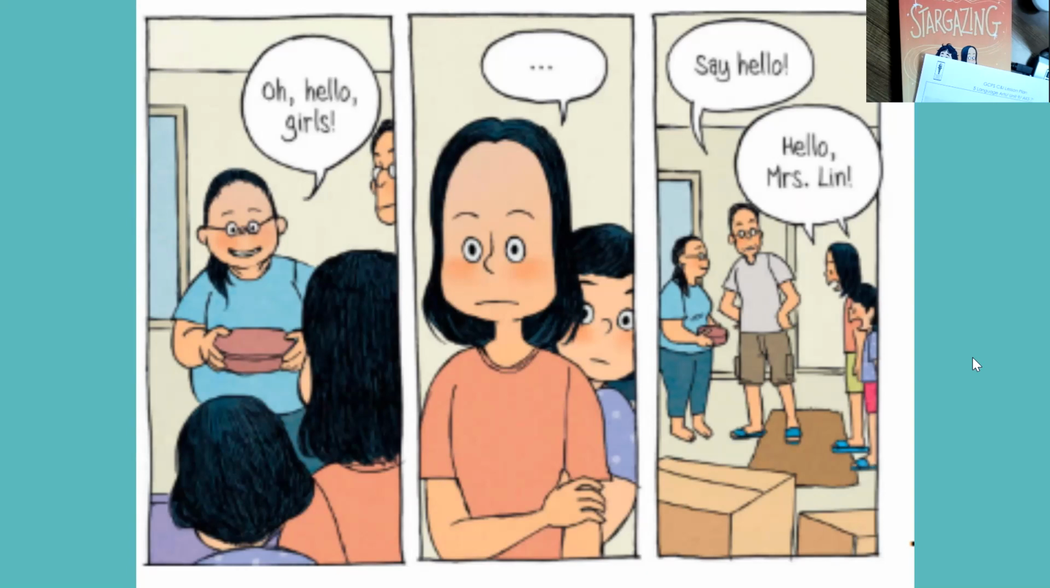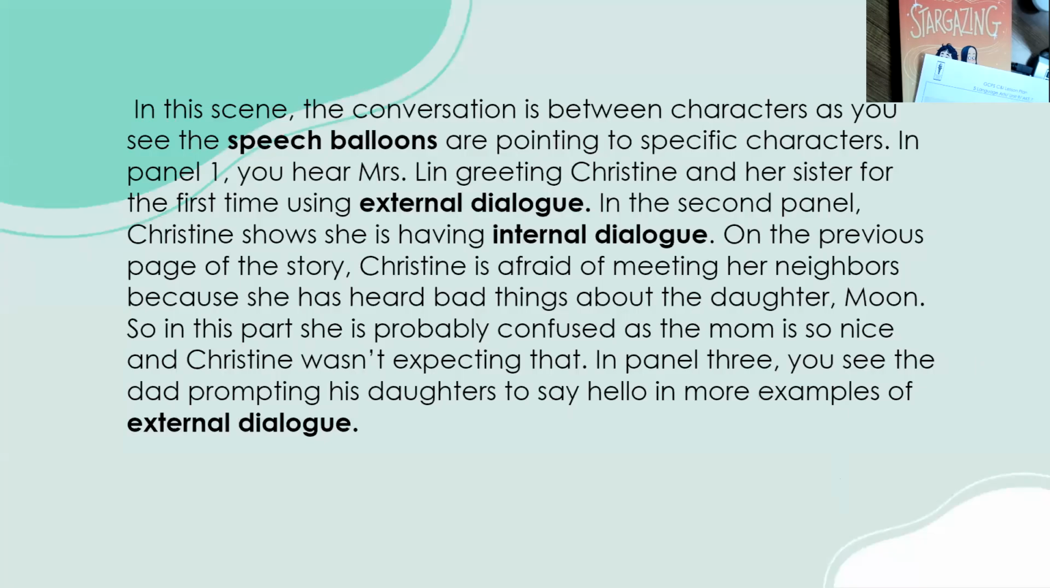So now that I've explained it to you verbally, I want you to see how I wrote that down. I said, in this scene, the conversation is between characters. As you see, the speech balloons are pointing to specific characters. I bolded my term here, the term that I was talking about, speech balloons. That is a term that was in our anchor chart. So I bolded that. In panel 1, you hear Miss Lynn greeting Christine and her sister for the first time using external dialogue, meaning they're talking to each other.